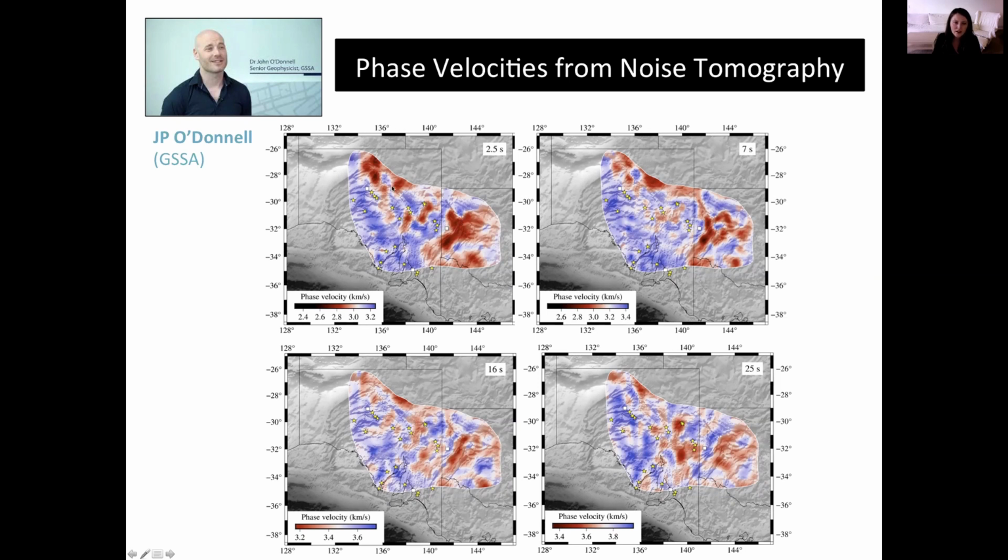And what he's finding, particularly at the shorter periods representing the shallower depths, is that the slow velocities, in red here, correlate very well with the sedimentary packages. And they also have excellent correlation with Shubham's results from the receiver functions that I showed on the previous slide.